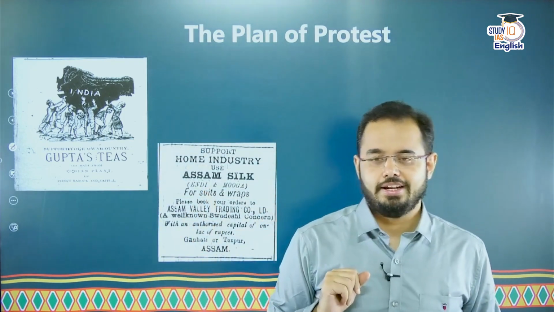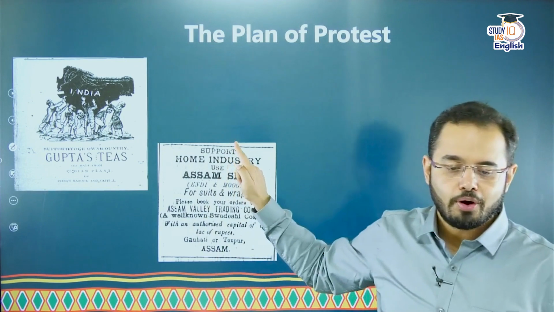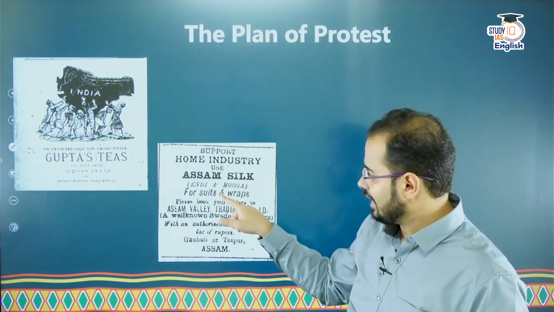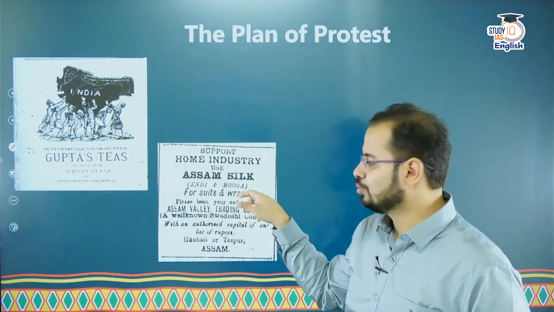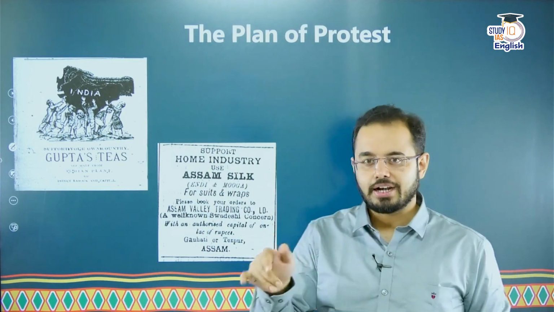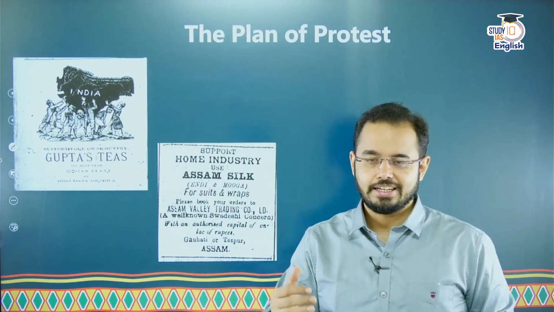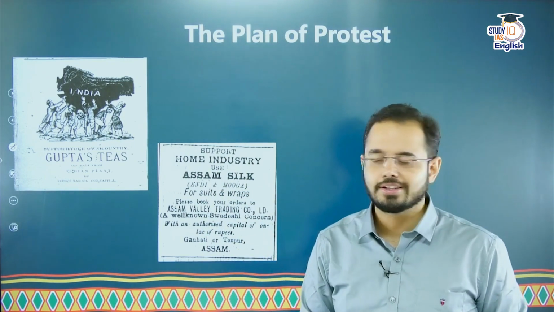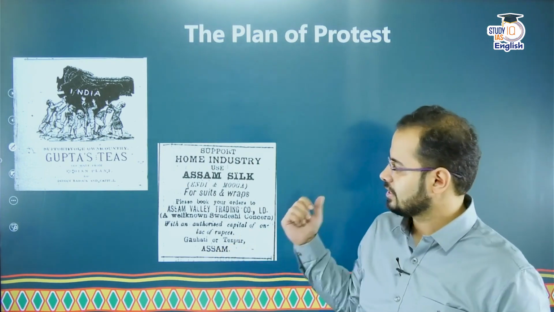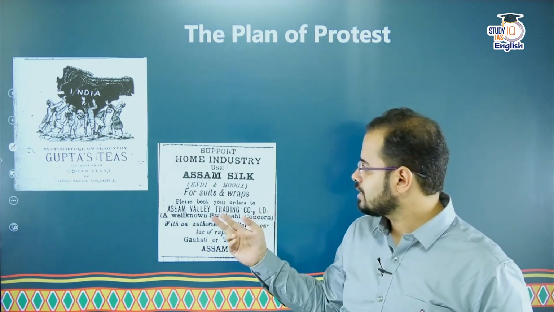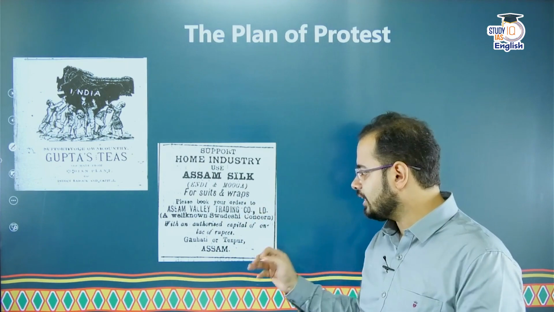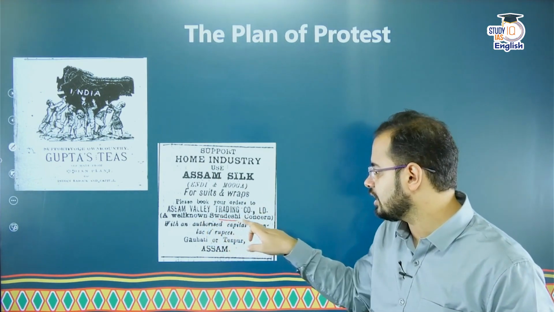Or look at this advertisement, for example. Support home industry, use Assam silk, and they are telling the varieties of silk like Eri and Muga silk. I'm sure that those who are preparing know that there are different varieties of silk also, right? Eri silk or Muga silk, the mulberry variety of silk, etc. And then it says that please book your order with the Assam Valley Trading Company Limited, a well-known Swadeshi concern.